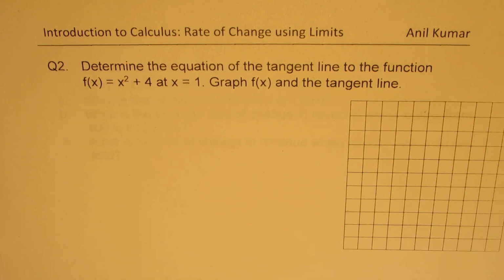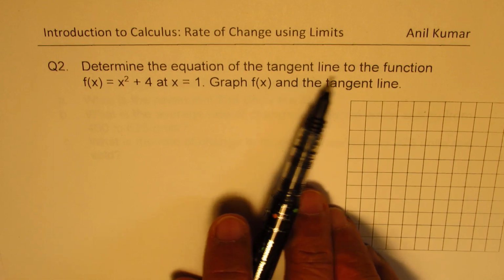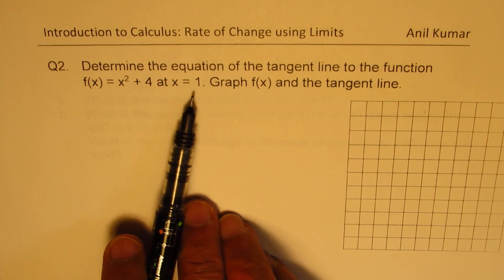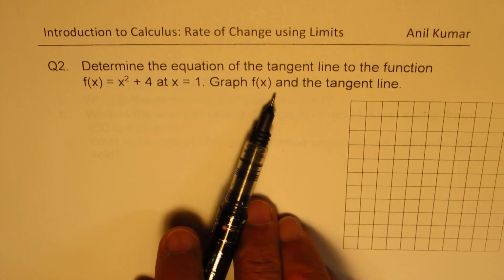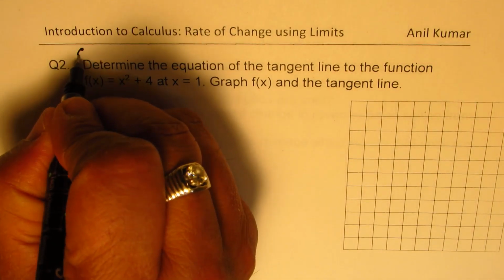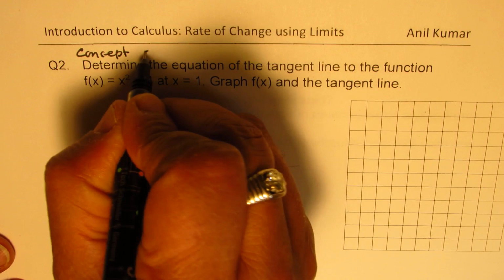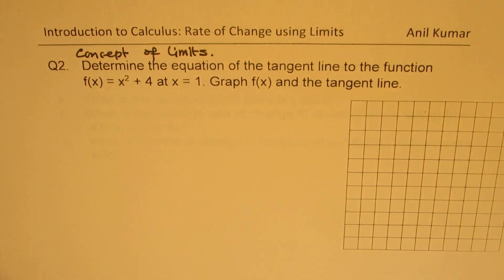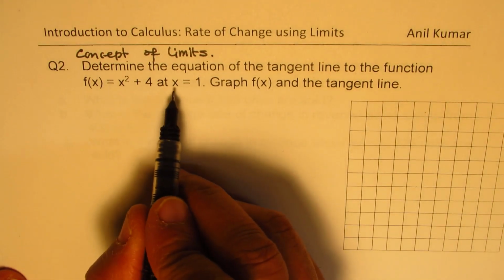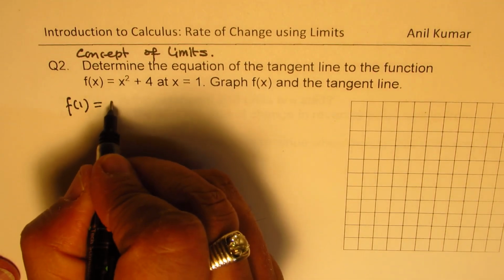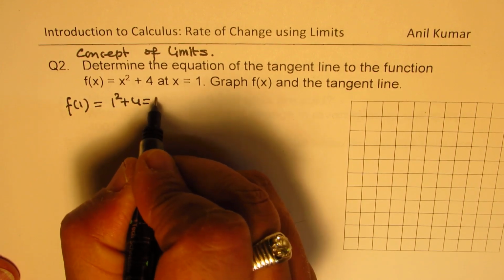Question number 2 here is, determine the equation of the tangent line to the function f of x equals x squared plus 4 at x equals 1. Graph f of x and the tangent line. So here we are going to use the concept of limits to find this particular slope. Since we need to find the slope at x equals 1, let's find f of 1. If I substitute 1 here, we get 1 squared plus 4, which is 5, right?